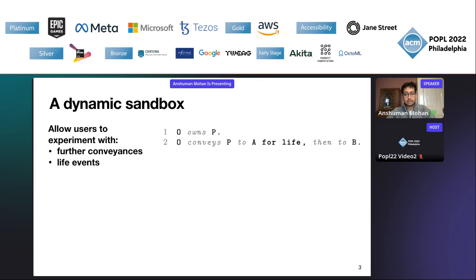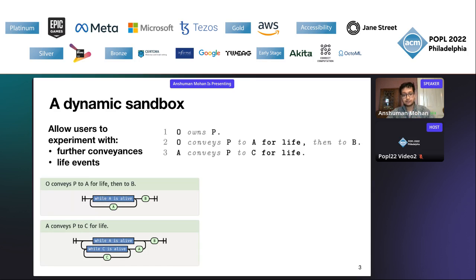So let's bring up our whole example. O owns P and gives it to A. And then let's add on a subconveyance, which is A says, I own property P, let me give it to C for life. Littleton then generates 2 little diagrams. The first is the same as before, but now we have a further little diagram where C has a loop under A's loop, which says that while C is alive, C is the owner of the property.